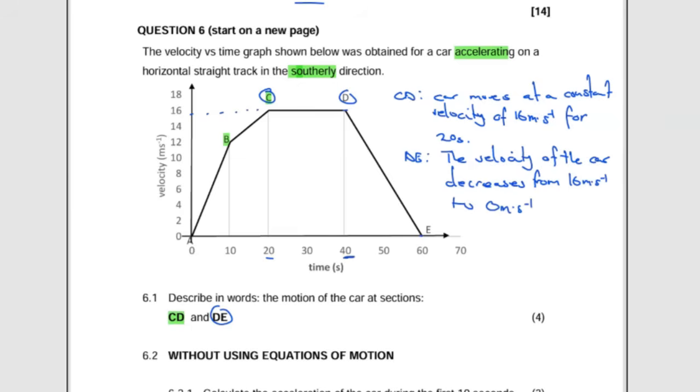So how much time did it take there? From 40 to 60, the difference is going to be what? How many seconds? 40 to 60 is 20 seconds, right? In 20 seconds, like that. So this is the motion. That's how we describe that part there, right?